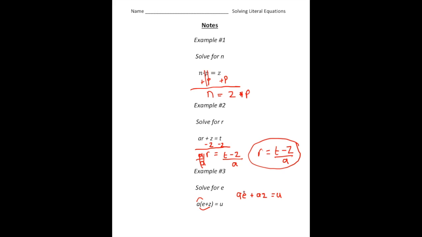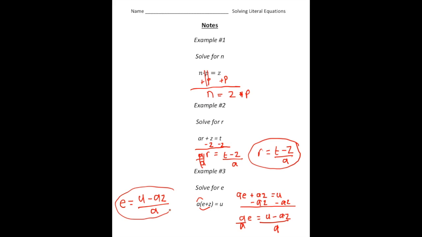Again, we're trying to solve for this e here. Notice we're adding an az, so we're going to take away an az from both sides. So now we have a times e equals u minus az. And then last but not least, we're going to divide everything by a. I'm going to write it over here. So e is going to equal u minus az divided by a. And there it is.